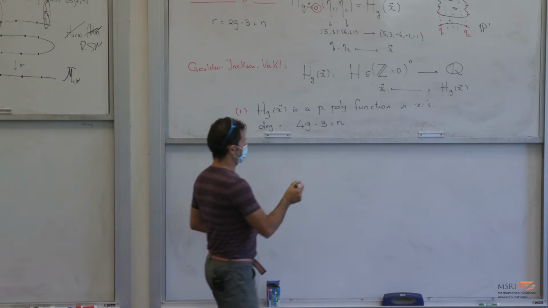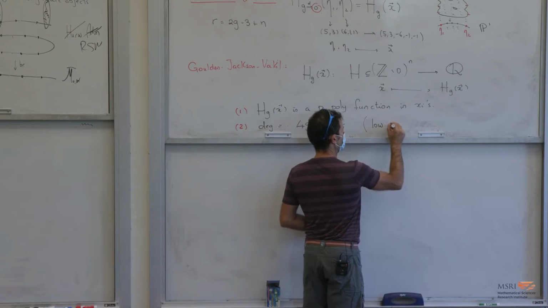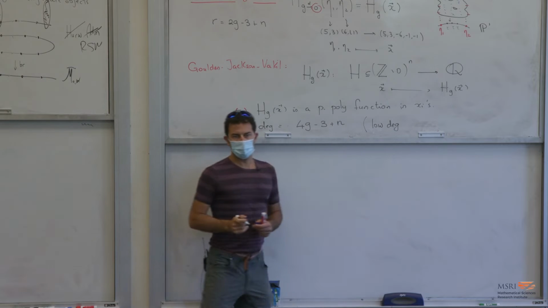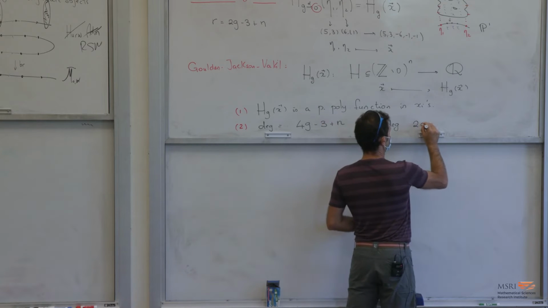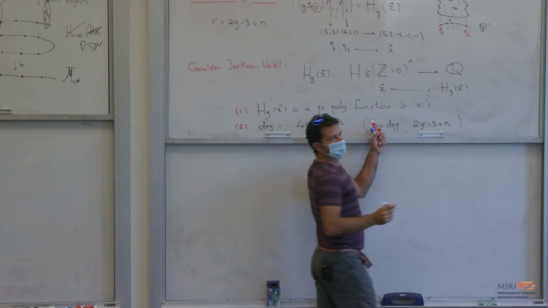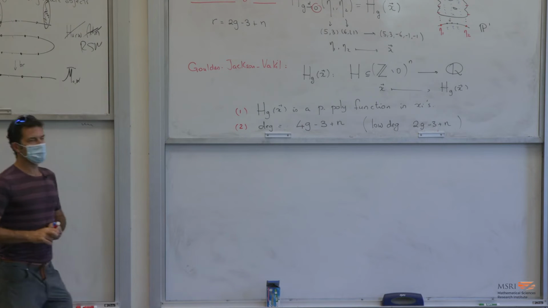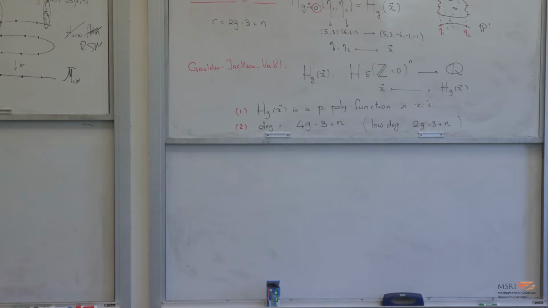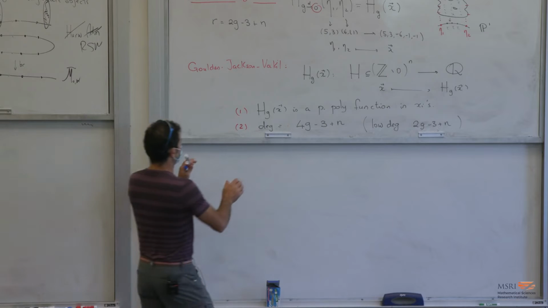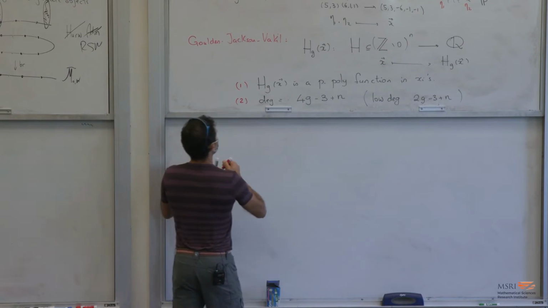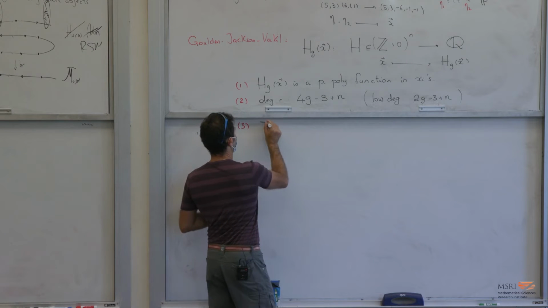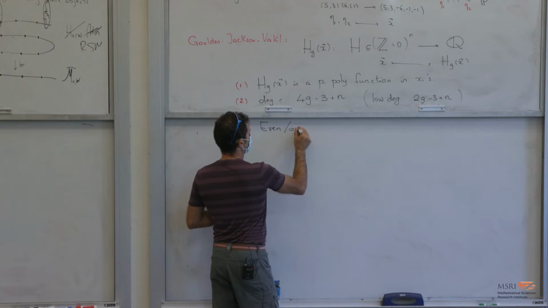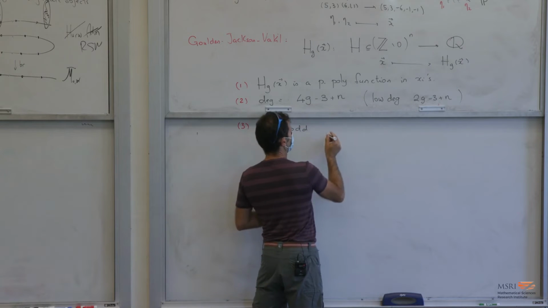And in fact, they also observe that there is something I'm going to abbreviate as a lower degree of 2g minus 3 plus n. This is just a horrible way to say that any monomial of degree less than 2g minus 3 plus n has coefficient 0, so it's not going to appear in this polynomial. And then they prove that this polynomial is either even or odd, of course depending on the parity of 4g minus 3 plus n.